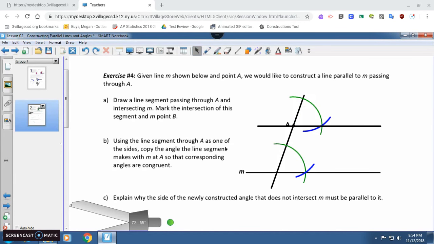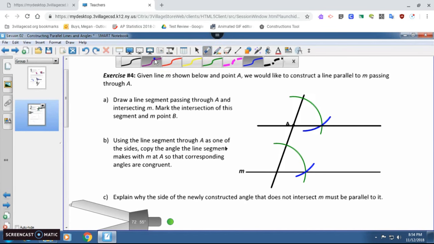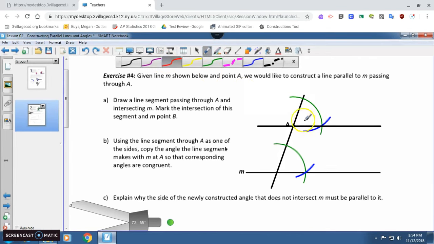The reason why this works is because think about what kind of angles these are. One is located inside, and one's located outside the parallel lines. So inside the parallel lines is here, one outside. These are known as corresponding angles. And parallel lines have congruent corresponding angles.